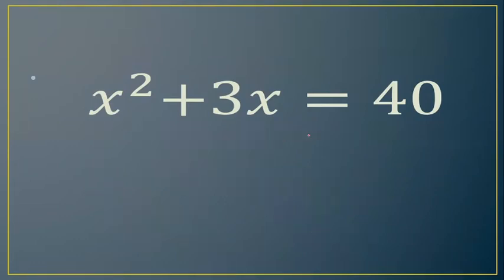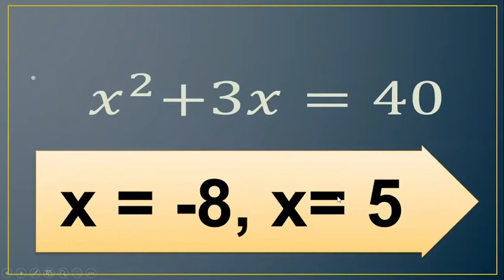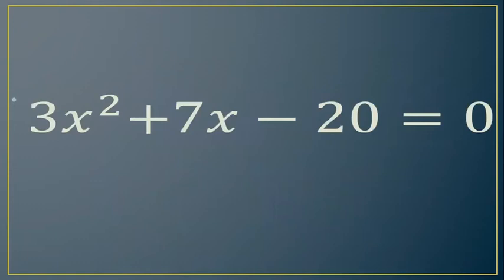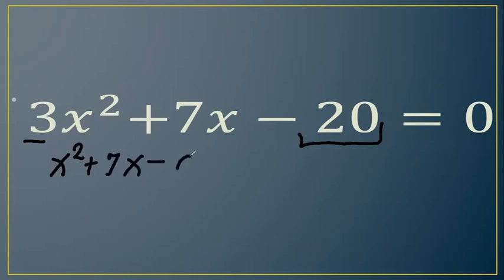Okay, so let's have a quadratic trinomial wherein the value of a is not equal to 1. We have 3x squared plus 7x minus 20 equals 0. Let's use our AC method to factor this one. This is already written in standard form, so we can already use the AC method. 3 times negative 20, we're going to have x squared plus 7x minus 60. That's 20 times 3. We need to get factors of negative 60 that when we add, the answer is 7.